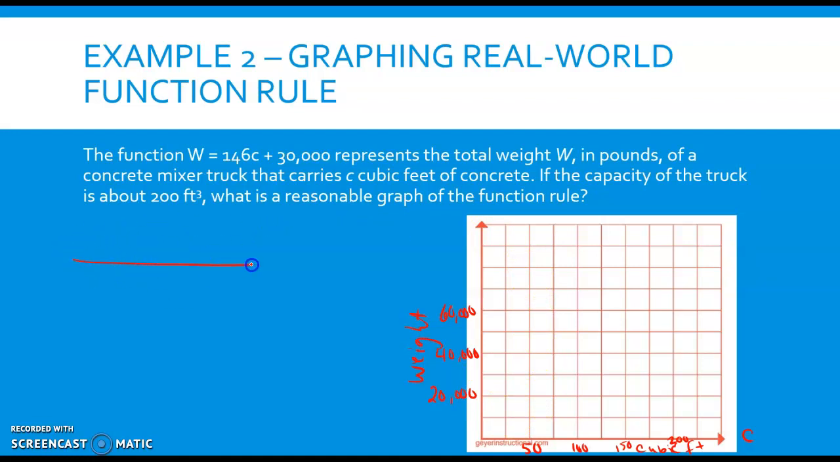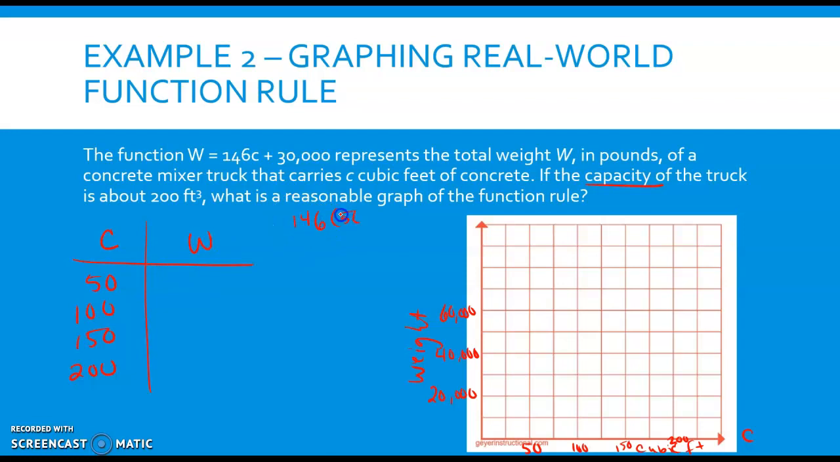But how we do this, we're still going to make a table, and I'm going to put in my capacity and then my weight. I'm going to count by 50s for my capacity, so 50, 100, 150, 200. The reason we're stopping at 200 is it's telling us that the capacity is 200. We can't go beyond 200. And it's better to count by something higher than 1. Otherwise, it's going to take us forever to get values, right? And then we're just going to plug them in.